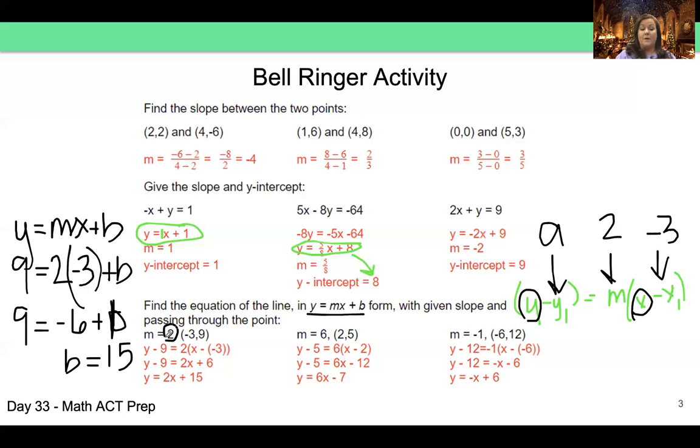Now we have a slope of 2. We have a y-intercept of 15. You get y equals 2x plus 15. Most students prefer that way. I was never taught that way, and the minute I saw it, I'm like, oh, that makes life so much easier. So I wanted to make sure I showed you that.